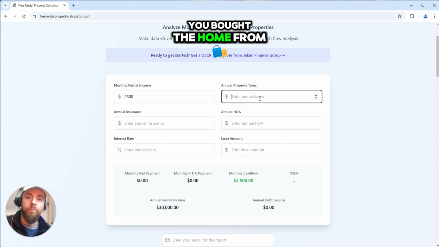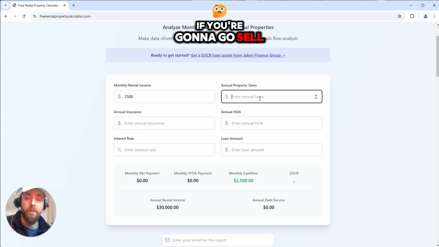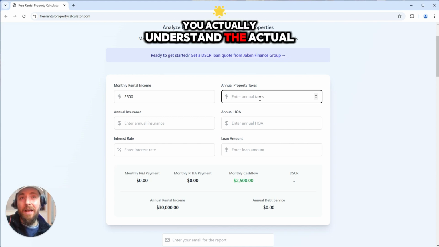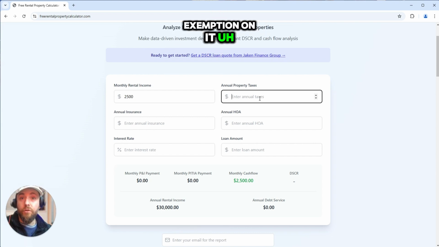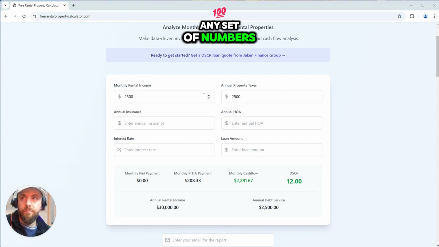So if you bought the home from a consumer, there's a good chance they had what's called a homestead exemption, which makes the taxes lower if you live in the property. If you're going to go sell that property, or you're going to go keep that property and refinance it, and you're not going to live in it because you're doing a DSCR loan, you're going to want to make sure that you actually understand the actual tax bill, the tax bill for an investment property, not with the homestead exemption on it. You need to understand that number. Again, we're just going to say 2,500, depending on what your market is. It could be any set of numbers.